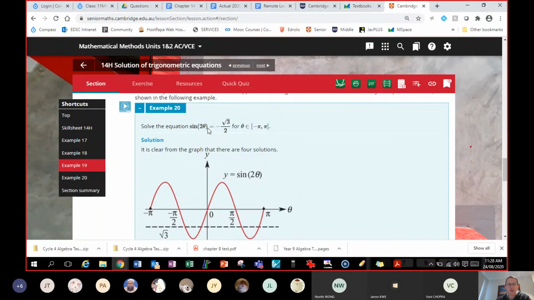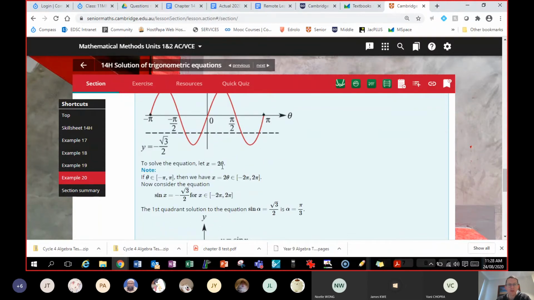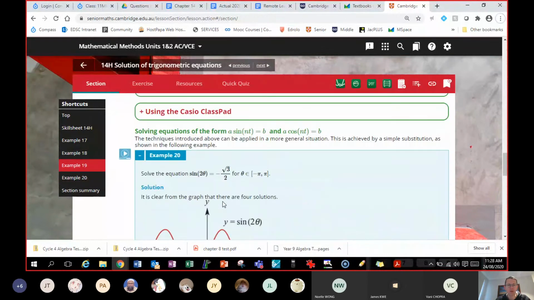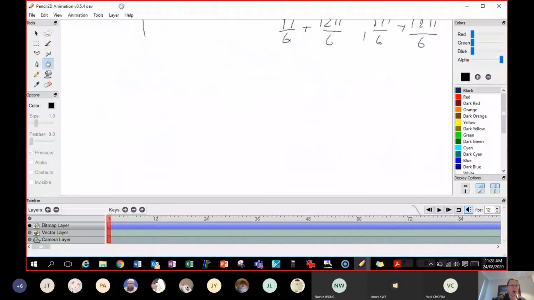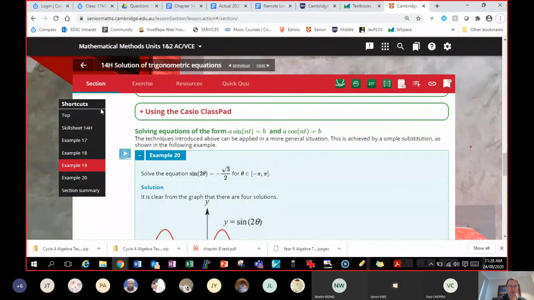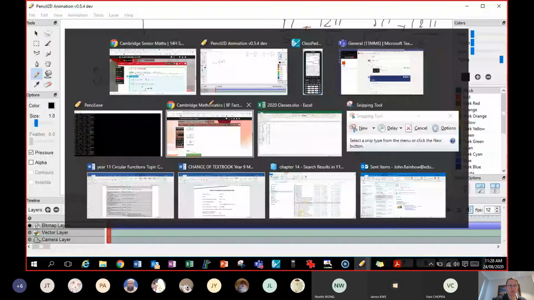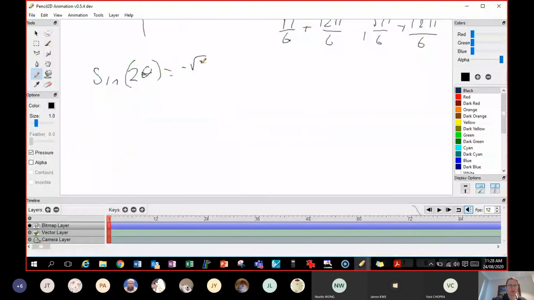So instead of trying to solve this for 2 theta, you're just going to let x equal 2 theta. Then you're just going to solve it for sine x, and that's all you're doing. So let's go through this example with you guys. So solve for negative root 3 on 2. And this is why we're doing it in here, because I find sometimes it's a bit removed. Why we let this equal x is for what I showed you earlier when you have transformations in the y-axis. So sine 2 theta equals negative root 3 on 2, right?